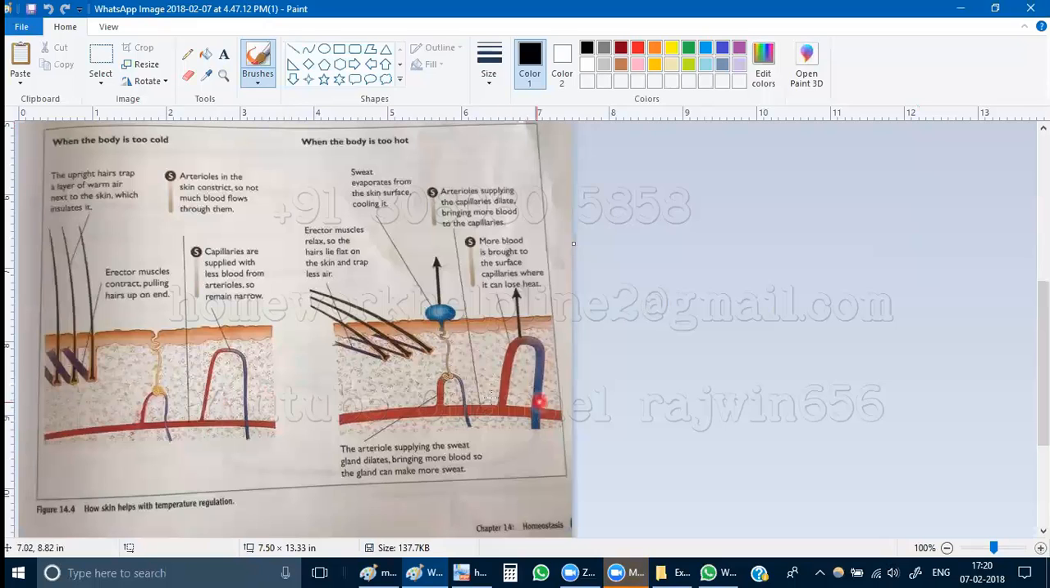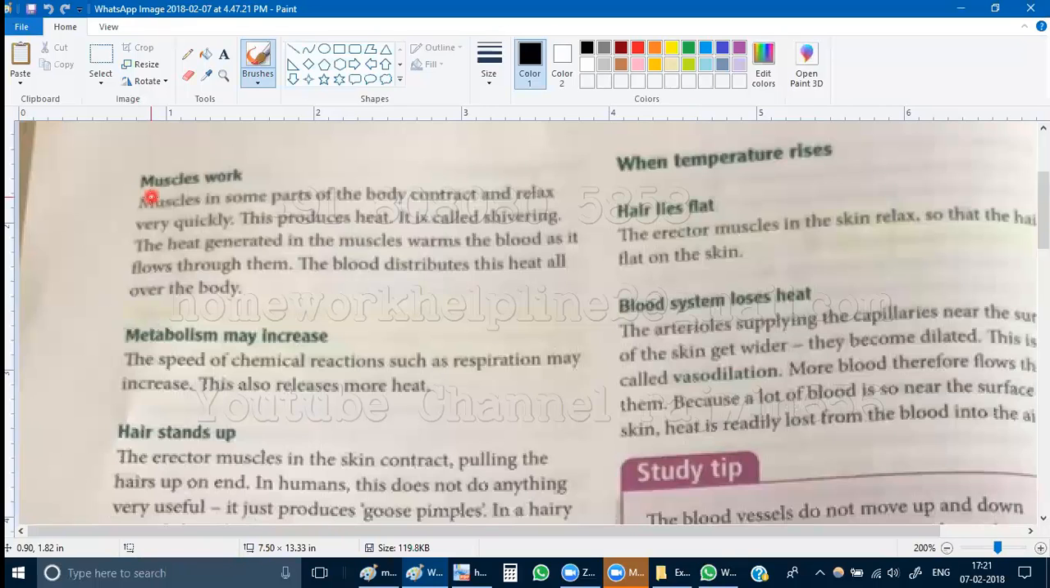So these are the two conditions when temperature control has to be maintained. Now, when the temperature outside is low, the muscles will work. Muscles in some parts of the body contract and relax very quickly. This creates shivering, which produces heat. The heat generated in the muscle warms the blood as it flows through them, and the blood distributes this heat all over the body. Metabolism may also increase, so respiration becomes faster. The speed of chemical reactions such as respiration may increase.